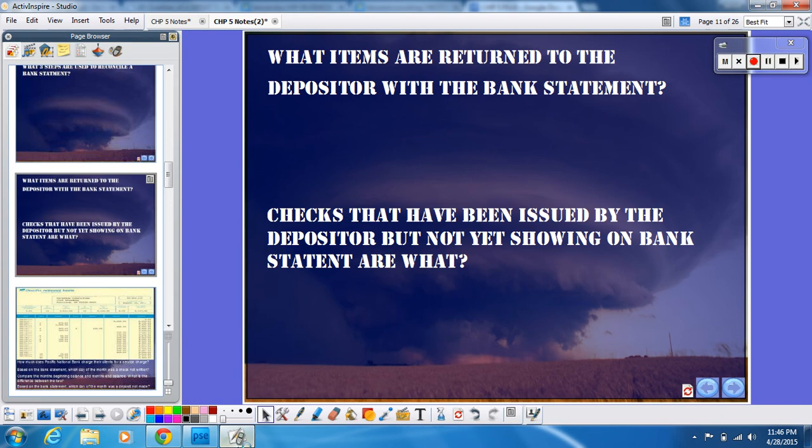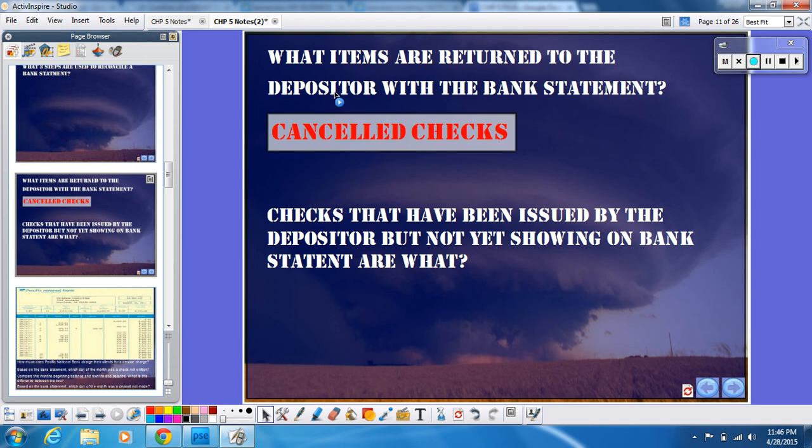Alright. So what items are returned to the depositor with the bank statement? So every month you get a bank statement that shows you all the transactions that took place on your account. And you are the depositor. So you get these back with the bank statement, and they are called canceled checks, meaning they are the checks that you wrote. Any check that you wrote for the month, you'll get a copy of them back with your bank statement, showing you what they received and the checks that they paid for.